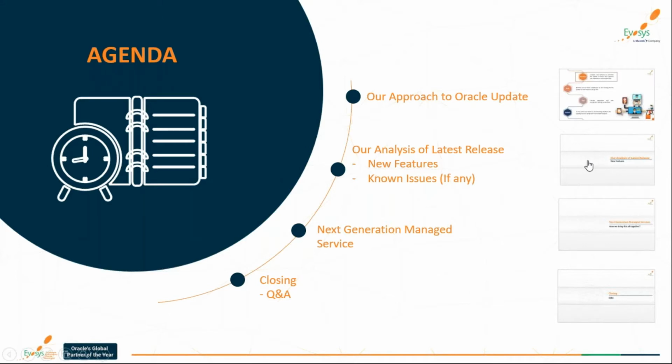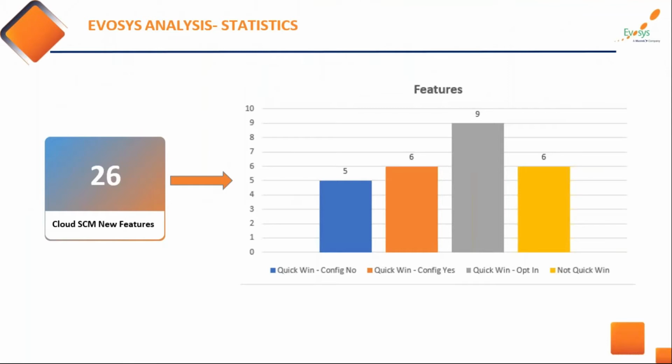To start with, we are going to share a few statistics which we feel everybody needs to understand, because the features which we have are around 26, but they are divided into 4 main categories. When I say categories, it's to understand how these features would be more related to us, starting with quick win, which does not require any configuration change.